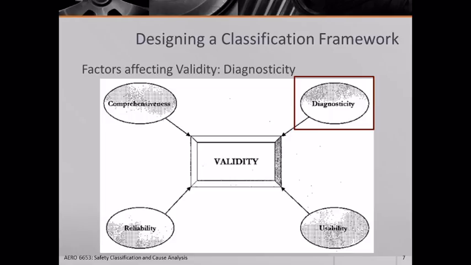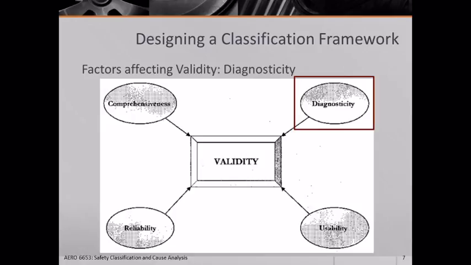Diagnosticity. That's a weird word. It will draw a red line underneath it when you type it in Microsoft Word. Diagnosticity simply means the ability of the framework to identify areas ripe for intervention. It is the ability of the classification system to diagnose the problems. That's the root word there. So don't let diagnosticity get you confused. The root word is diagnose. How well does the system diagnose the problems?